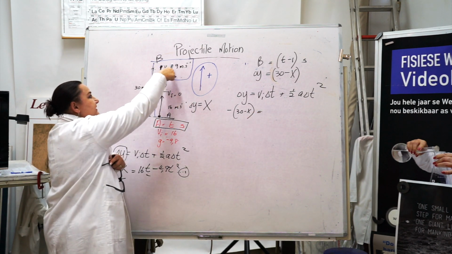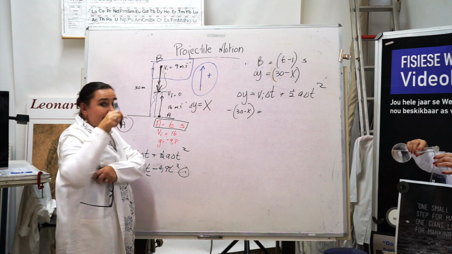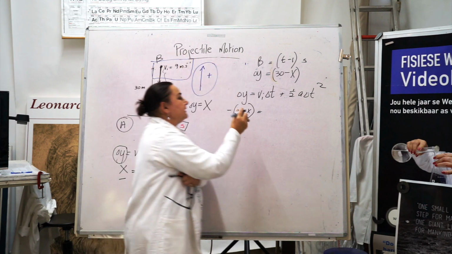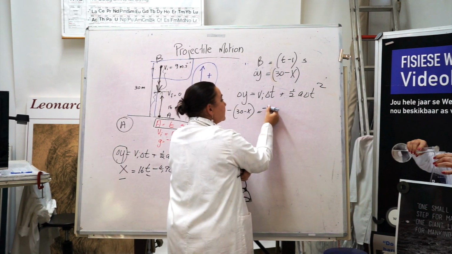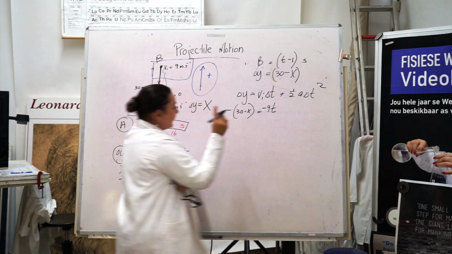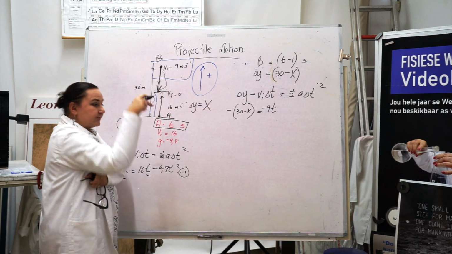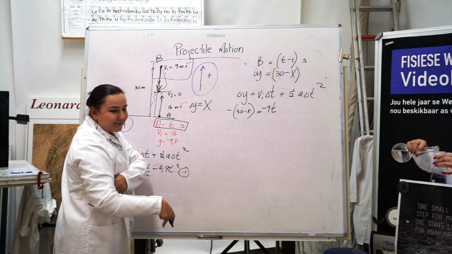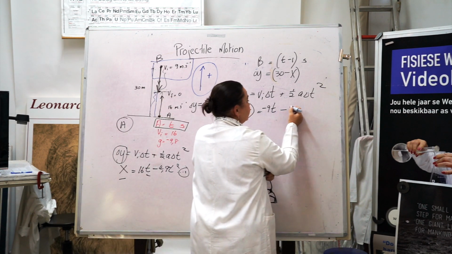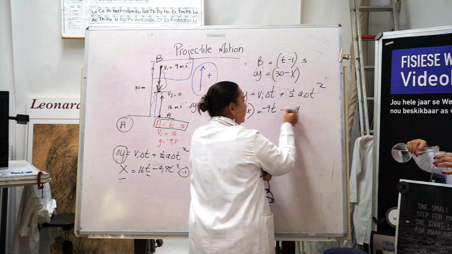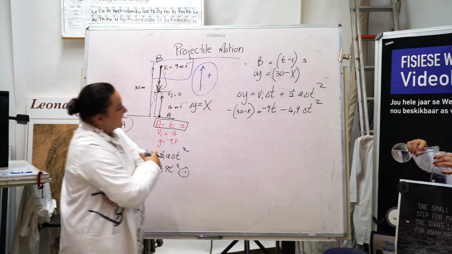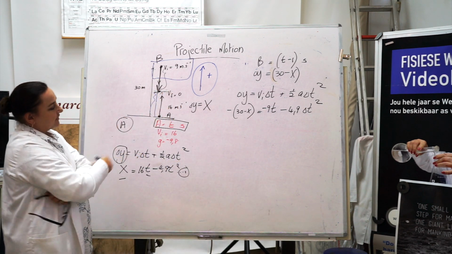My initial velocity or speed is 9 meters per second, but downwards. But I chose up as positive. Oh my goodness, so it's got to be minus 9t plus, but wait a minute, A is always downwards. What did I choose as positive? Up. So it has to be minus 4.9 delta t squared. Alright, so now let's start.